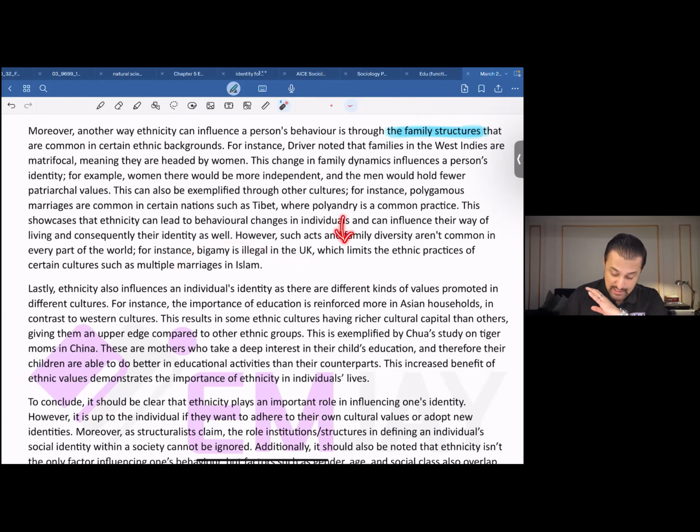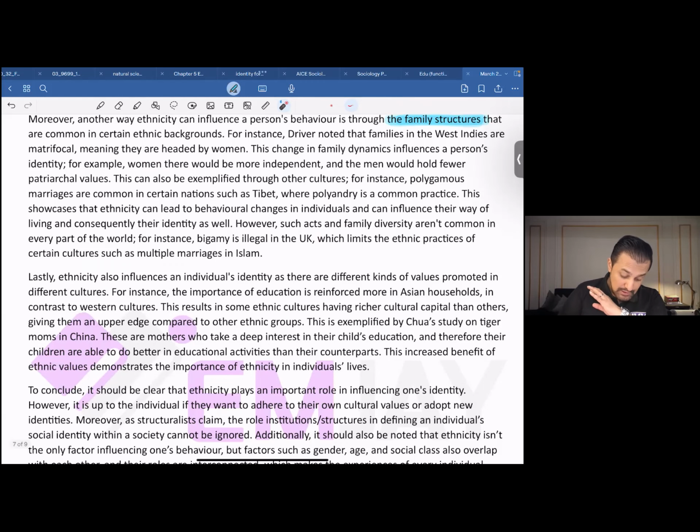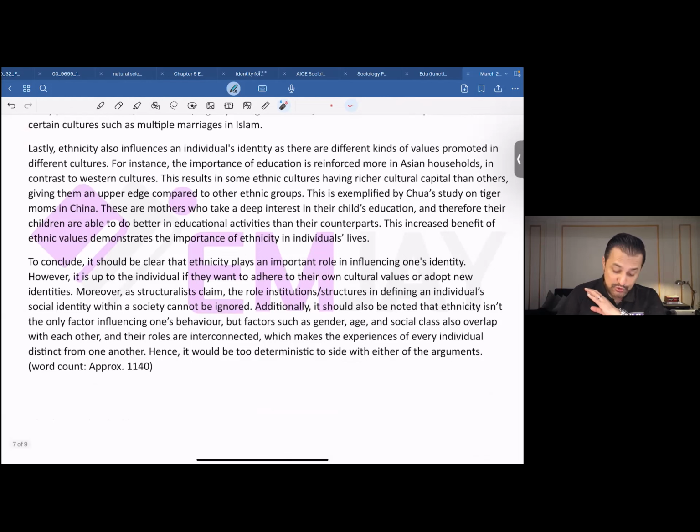So even when Islam allows multiple marriages, if you are in the UK, you cannot legally have more than one partner at a time. So lastly, ethnicity also influences an individual's identity, as there are different kinds of values promoted in different cultures. For example, the importance of education.